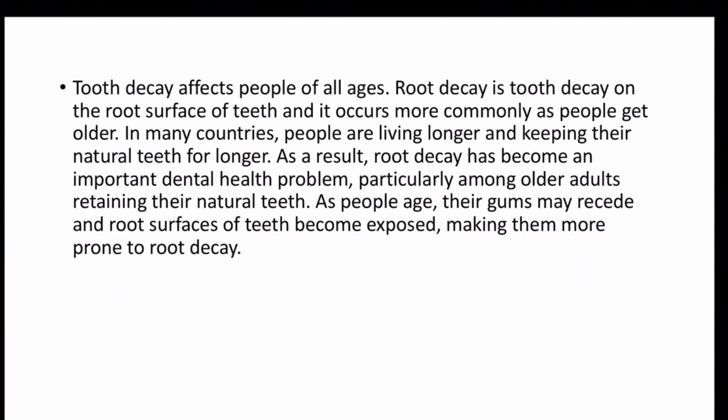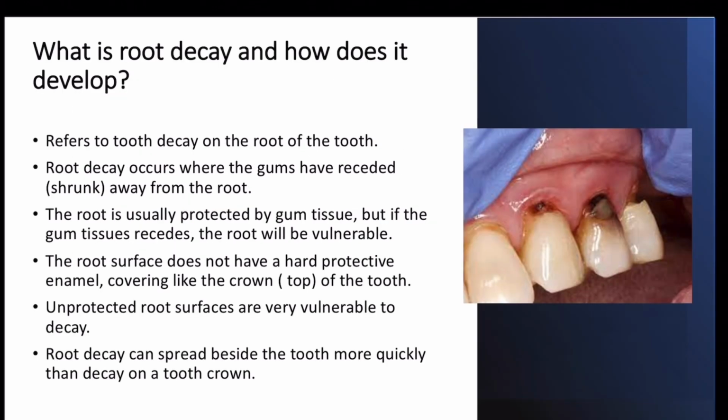Now tooth decay affects people of all ages. Root decay is the tooth decay which happens on the surface of the root, and it mostly happens in older people. In many countries people are living longer and they keep their natural teeth for longer. As a result, root decay has become common in older adults. As people age, their gums may recede and the root surface of the teeth become exposed, making them more prone to root decay.